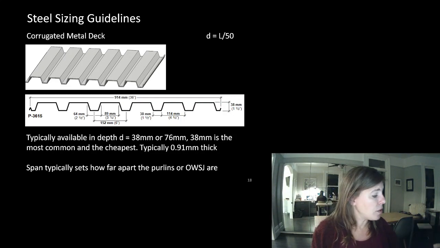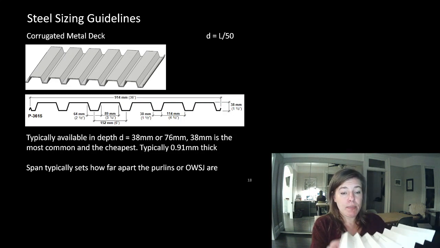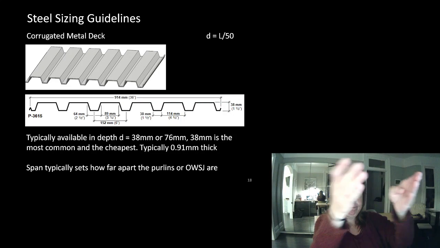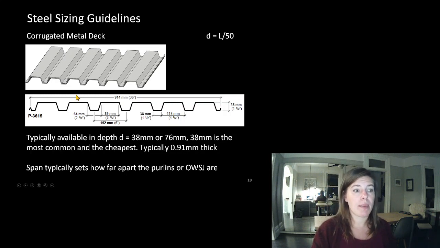So the direction of corrugation is really important. If the thing that's supporting these decks is parallel to the flutes, it doesn't do anything at all. So you can practice that if you want. Take a piece of paper, fold it, you'll see what I'm talking about.